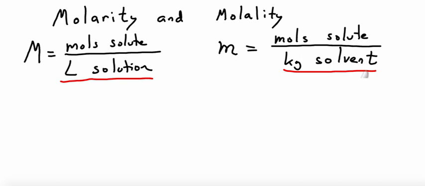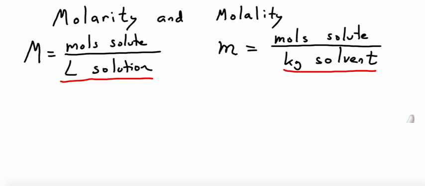It's not just that it's mass versus volume. Notice that we're dividing by either the volume of solution or the mass of solvent, so it can actually be quite different. An obvious question is, why do we need this new unit, molality?